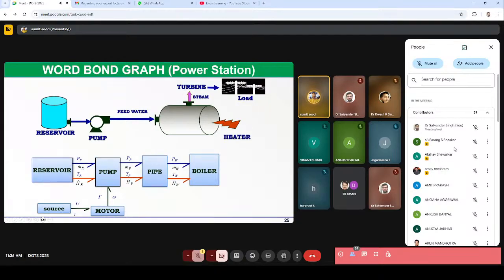Then there's a boiler that is being fed through this pipe. There could be a heater here that is heating the water inside the boiler, and then there is a turbine, and then there is a load. So just by looking at this word bond graph, you are able to see the different components or subcomponents of this system and the power interactions between them.